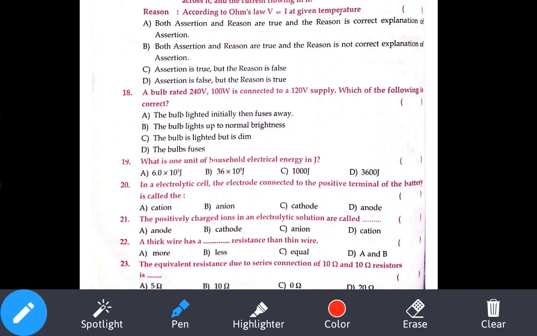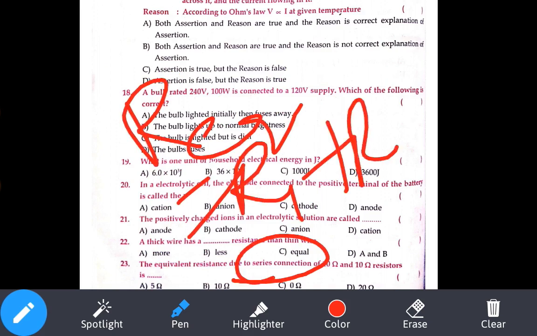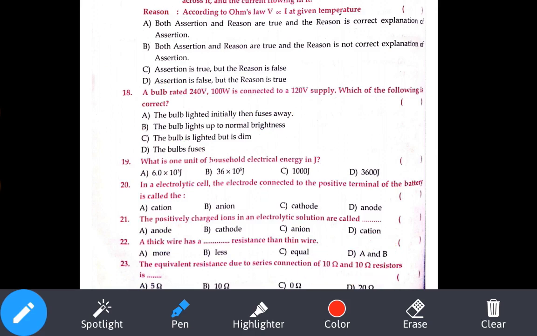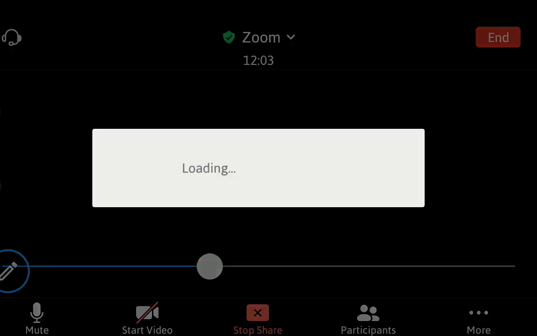The equivalent resistance of a series combination. What is the formula for series? R equivalent is equal to R1 plus R2. What are the values they have given? 10 plus 10, 20. Option number D is our answer. Let's see the next page.